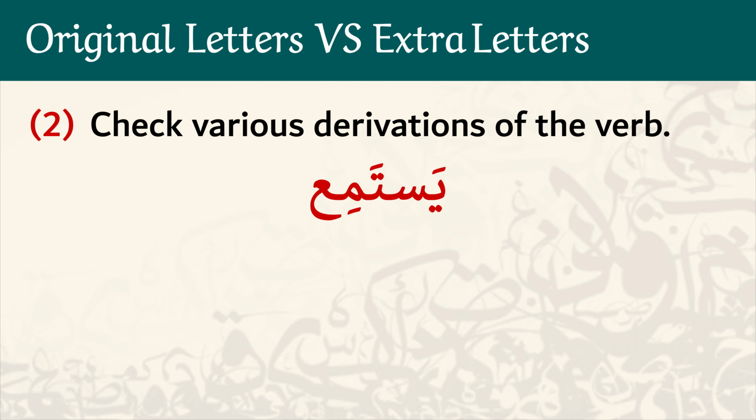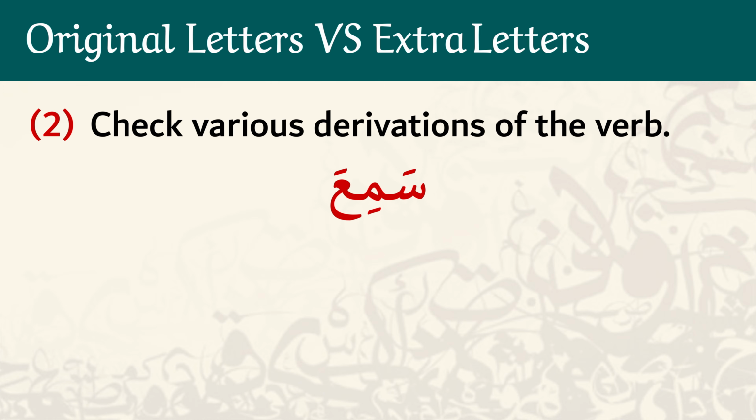We cannot indicate its type unless we return it back to the past first. The past is استمع. But still, we have more than 3 letters. Let's remove the extra letters, ألف and تاء. Remain سمع.